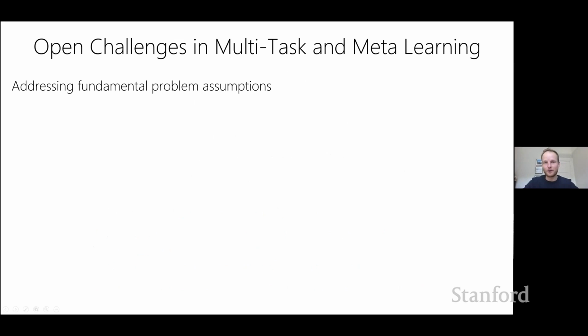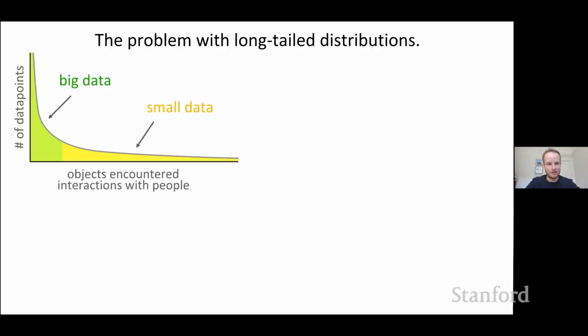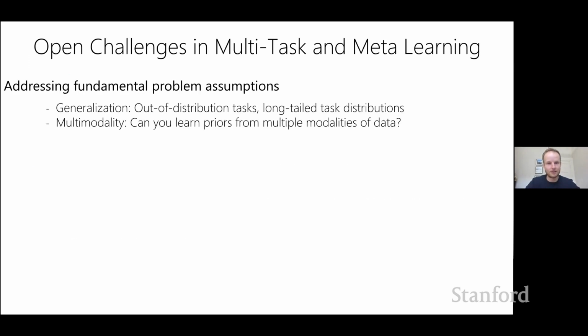And there's a few, although we covered a lot of ground. Generalization, where we assume that our meta-test and meta-training distributions are the same, and it's very often not the case. So we also need to be able to generalize to out-of-distribution tasks, which is often the case with long-tail distributions. And I'll skip the details on that.